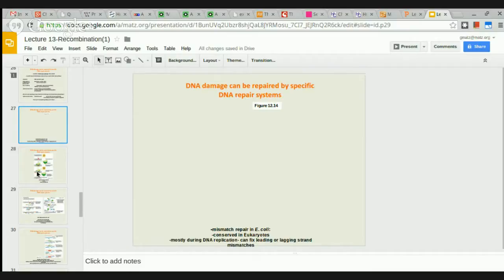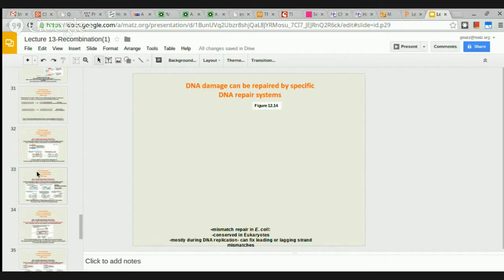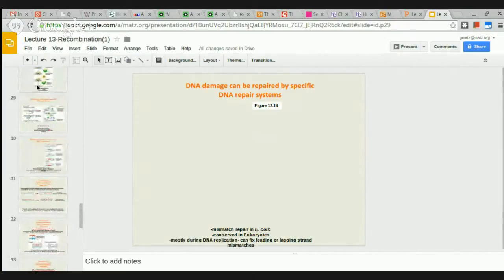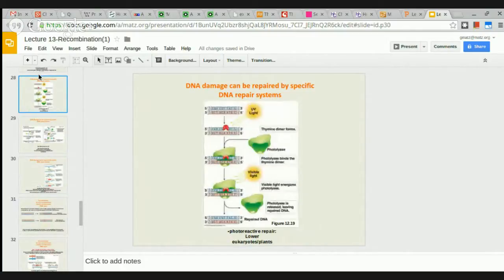That's fixing T dimers in the DNA. You have to just remember this happens in lower eukaryotes and plants, not in mammals. But there is a way to fix that in mammals. It's not the same one. There's an enzyme called photolyase that can resolve the dimers, and it's activated by visible light. The dimer is actually a product of irradiation with UV light. It can be fixed by photolyase activated by visible light. And this is an efficient and accurate way to repair this damage.